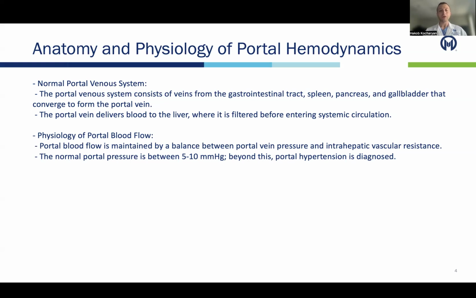The portal flow is maintained by a balance between portal vein pressure and the intrahepatic vascular resistance. Please pay attention to this concept here because it is very important, the balance between portal pressure and intrahepatic vascular resistance. The normal pressure is between 5 to 10 millimeter mercury, and higher numbers are characteristic for portal hypertension.